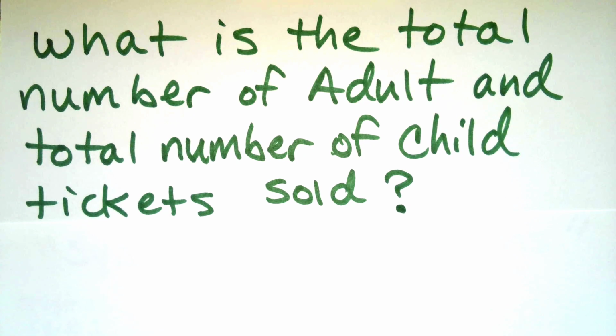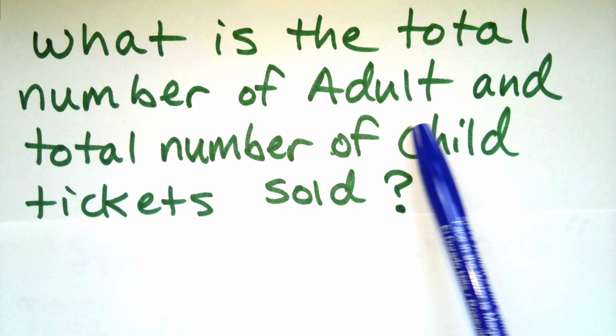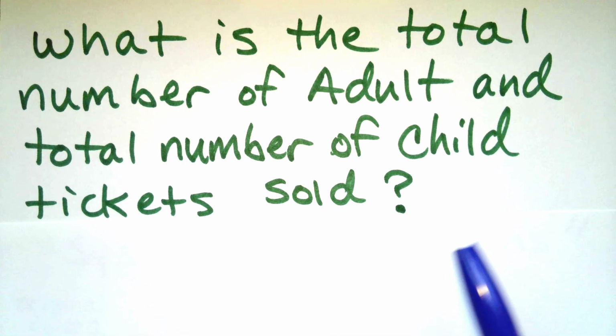Welcome back to part 3 video and working on the word problem, system of equations. So in part 2 video, we set up our equation number 1 original and our equation number 2 original. In this part 3, let's get to solving the system of equations. So the question ultimately is, what is the total number of adult and total number of child tickets sold?